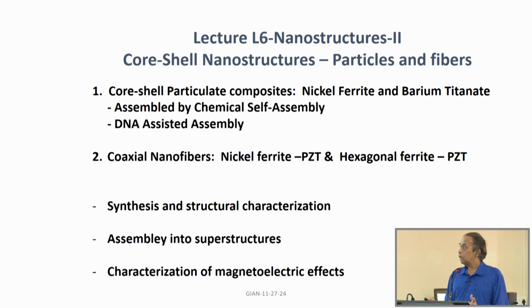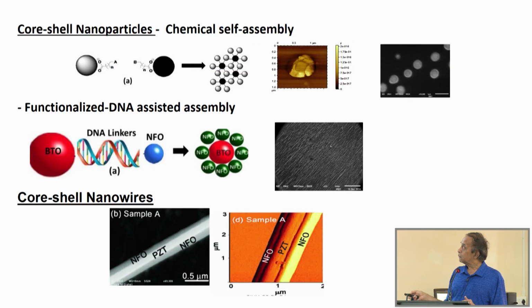And I am going to talk about assembling the coarser structure by two different means. One is using chemical self-assembly, the other is using DNA assisted assembly. We did this work in collaboration with our chemistry colleagues, both the chemical assembly and the DNA one. Okay. So, let us see.